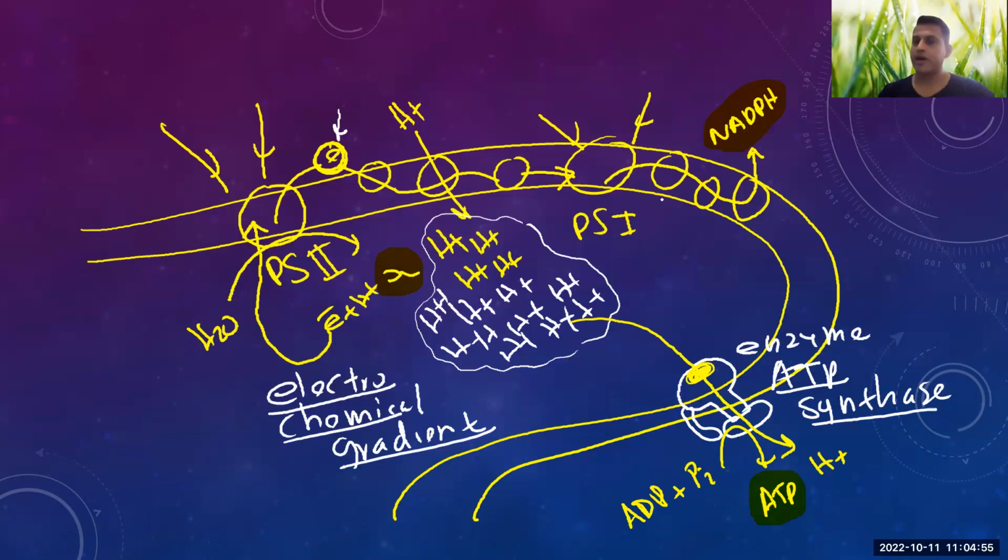So now, what are the products? Number one, NADPH. Number two, ATP. In addition to that, oxygen is also formed. Okay, this is the end of the light-dependent reaction, linear electron flow.